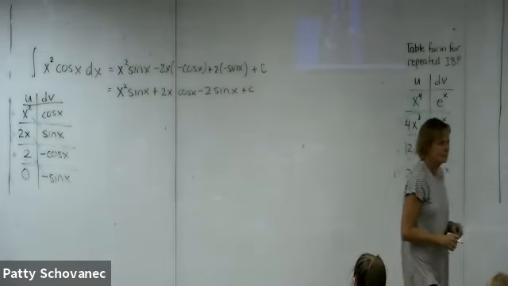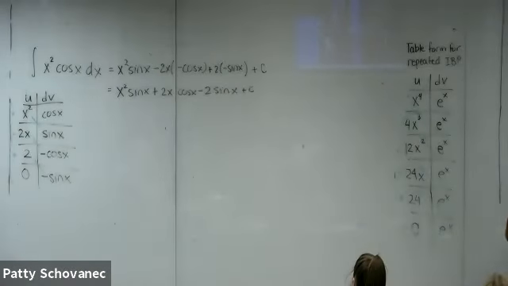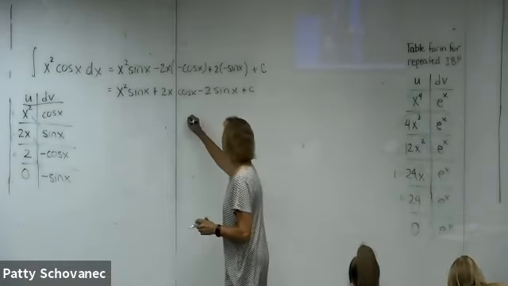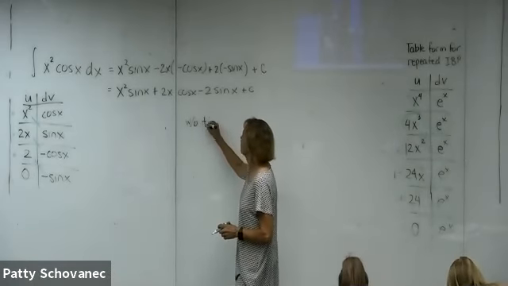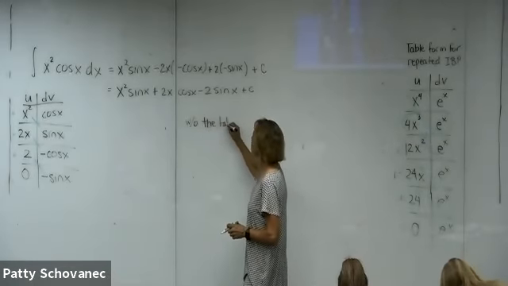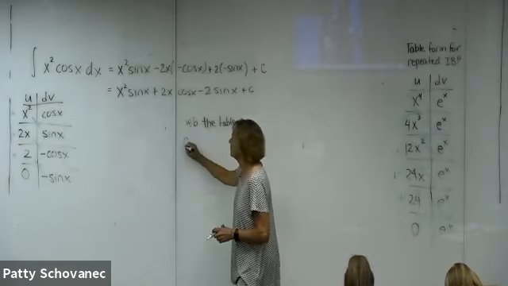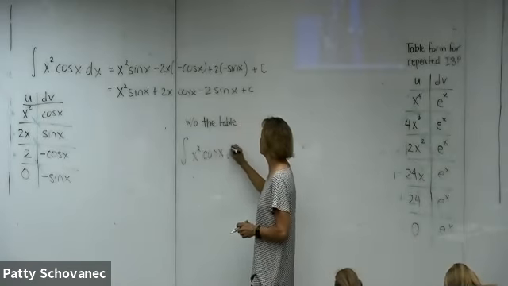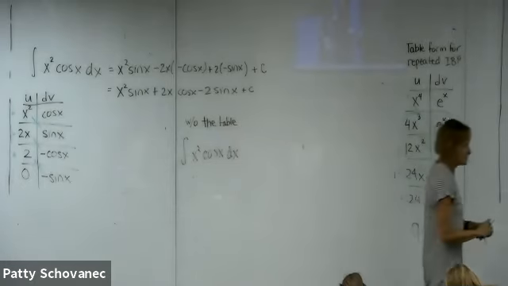Okay? But I'm going to pretend we don't know the table, and I'm going to go ahead and integrate by parts twice. So without the table, I'm going to integrate x squared cosine of x dx.